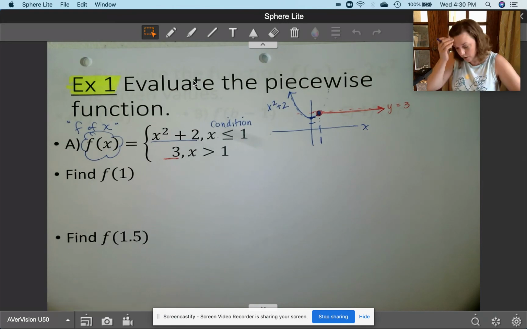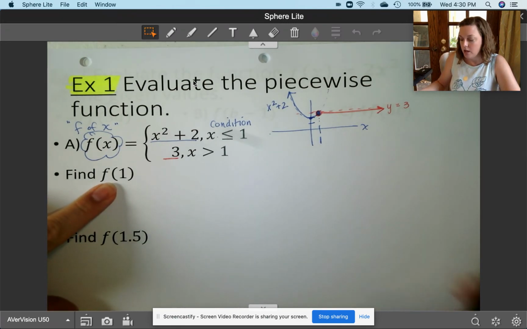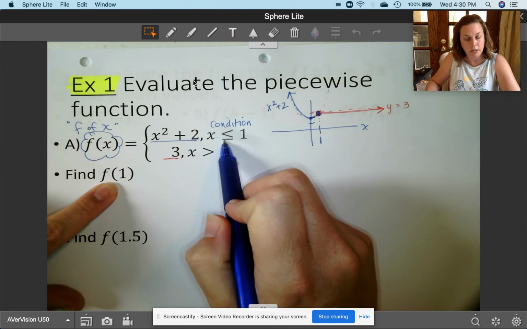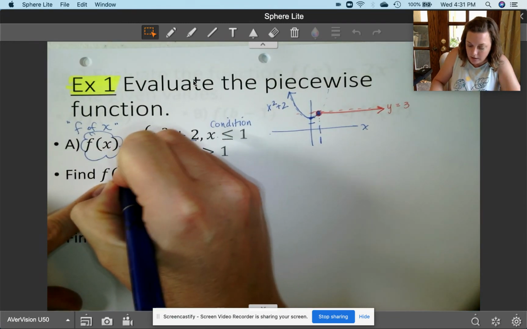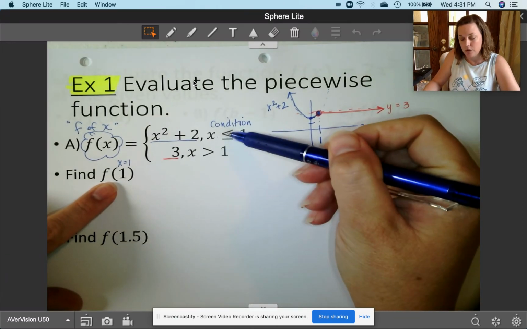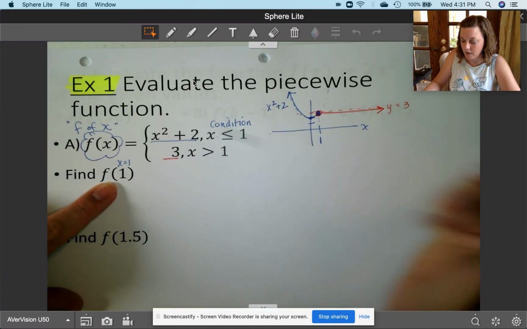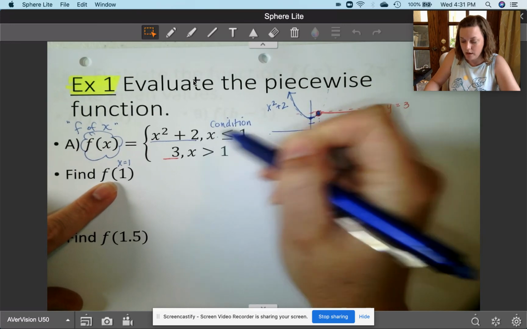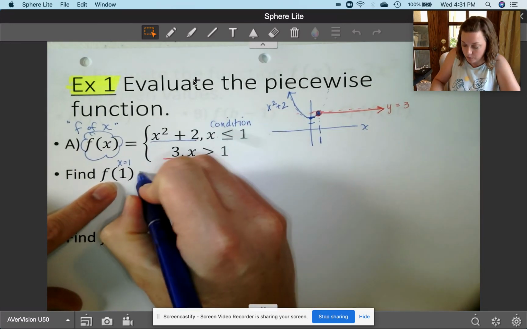So the question is, we want to find f of 1. Do you have to draw the graph to do that? No, you don't. You can look at the condition. Always look to the condition first. Here, they're saying x is equal to 1. So which do I use? Can I use the top or the bottom? Well, x is equal to 1 for the top equation. So that's what we're going to use.